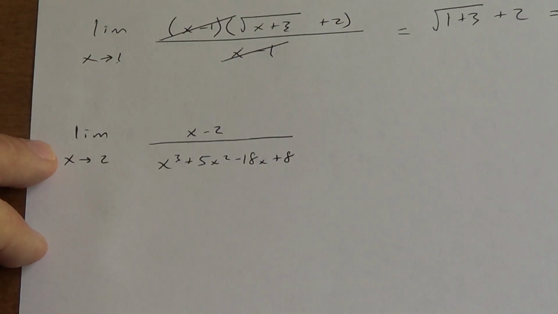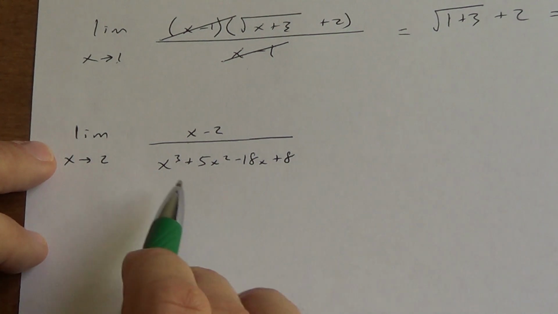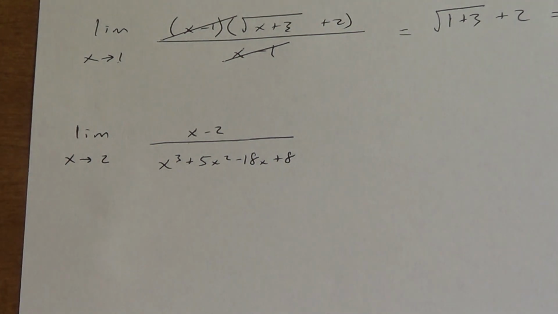What about this one? x approaches 2. Alright, I've got x cubed plus 5x squared minus 18x plus 8. Man, that is ugly. Factoring that, I don't really want to factor it. I could try, but I'm going to use division.